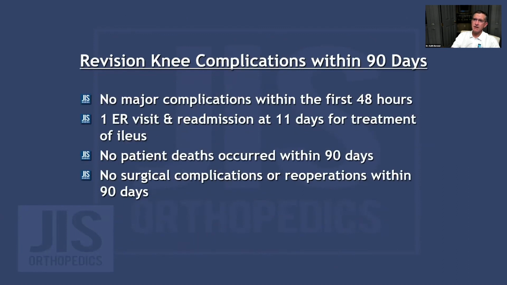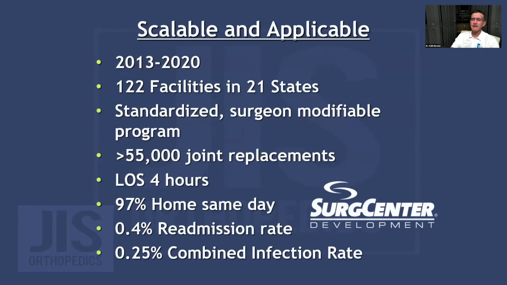The important thing to me is we consider revision arthroplasty to be this dangerous, scary, horrible thing. We had no major complications within 48 hours. We had 1 ER visit and 1 readmission in 11 days for the treatment of ileus, no deaths and no surgical complications or any reoperation within 90 days of over 100 revision total knees that we did as an outpatient. So I think the bottom line is that this is a scalable and applicable way to get into outpatient surgery.